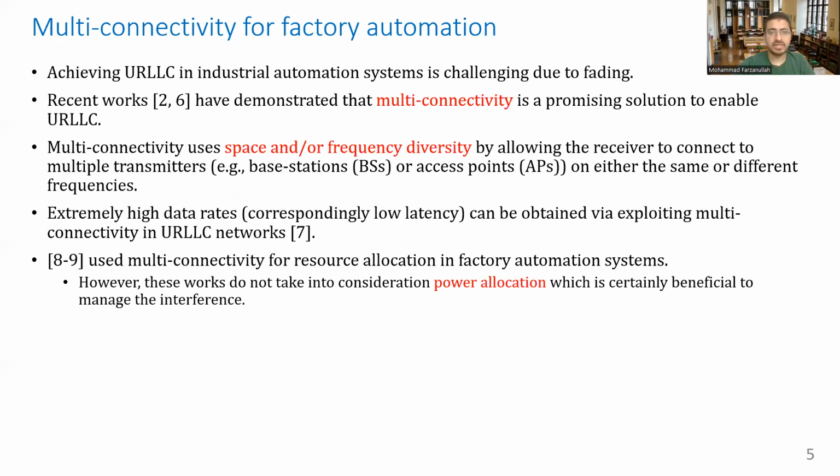So what multi-connectivity does is that it allows the receiver to connect to multiple transmitters in order to increase reliability. And this is because the probability that multiple paths experience a deep fade simultaneously is lower, decreasing the probability of error and increasing the reliability. And it has been shown in literature that high data rates can be obtained by exploiting multi-connectivity.